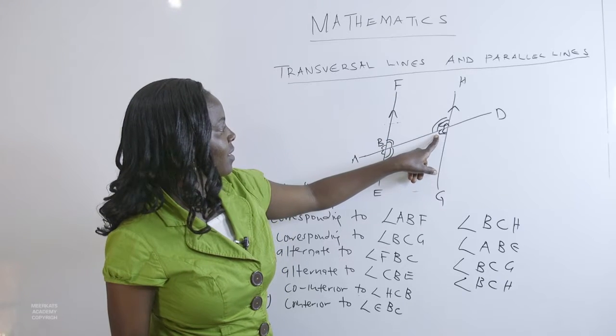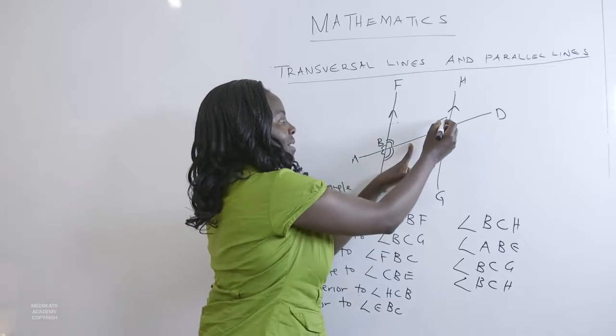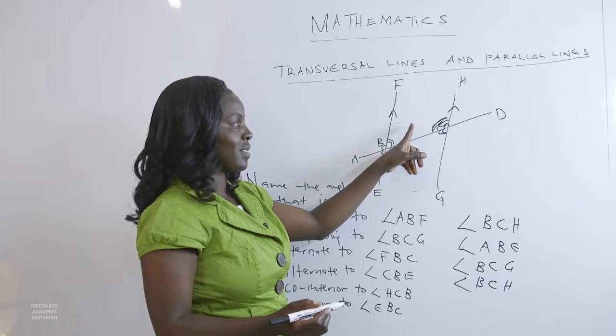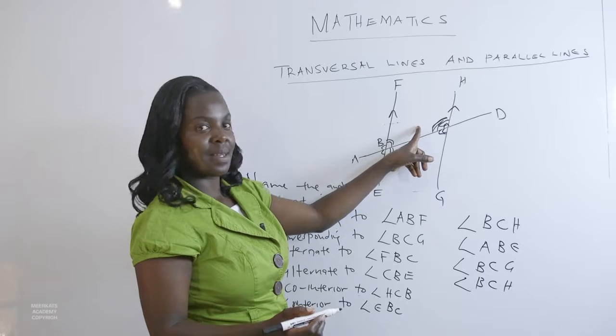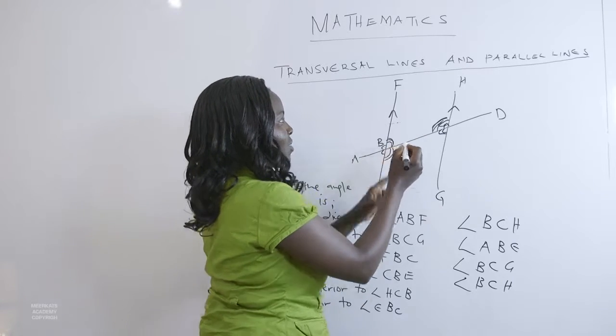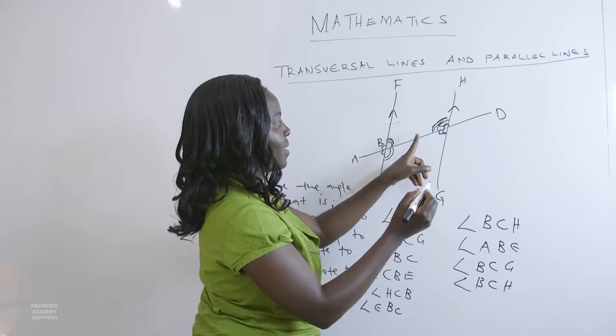HCB. Cointerior, the same side of the transversal. So it will be this angle here. So it is angle FBC.